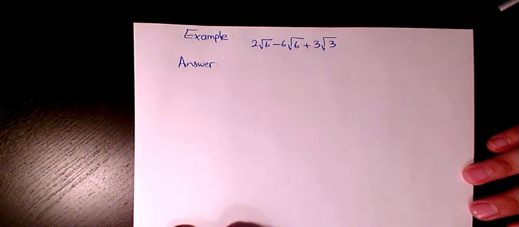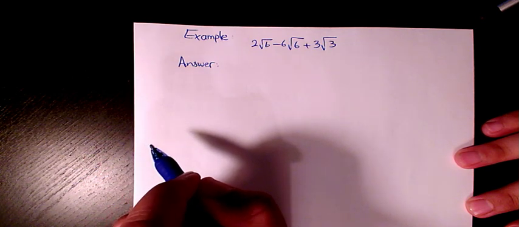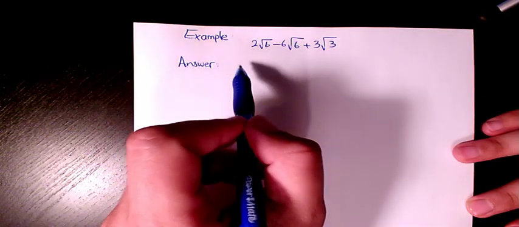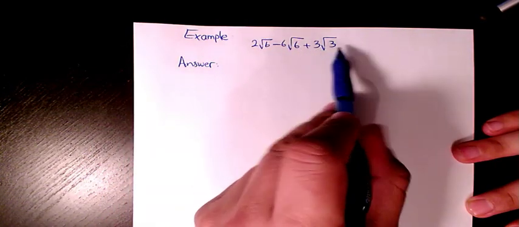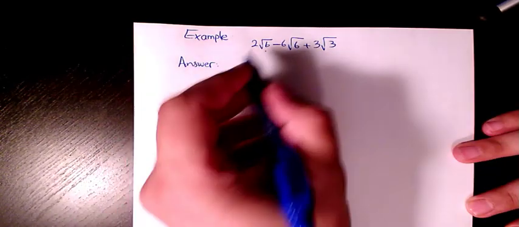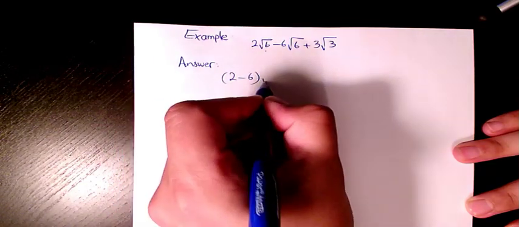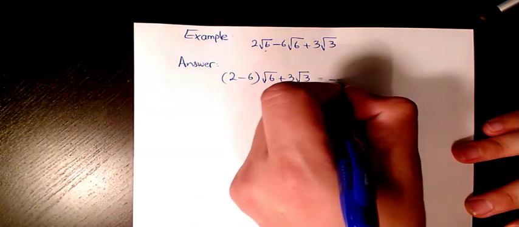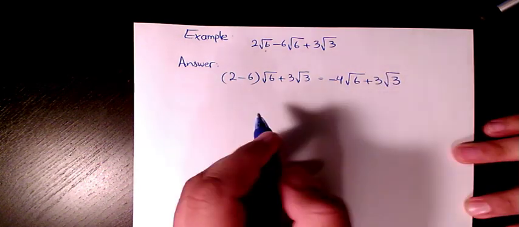Welcome to my channel. In this video I want to show you some examples regarding adding and subtracting square roots, or adding and subtracting radicals. The first one is 2 root 6 minus 6 root 6 plus 3 root 3. So we collect the like terms. These two are like terms, so we combine their coefficients. 2 minus 6 root 6 plus 3 root 3, which will be negative 4 root 6 plus 3 root 3.